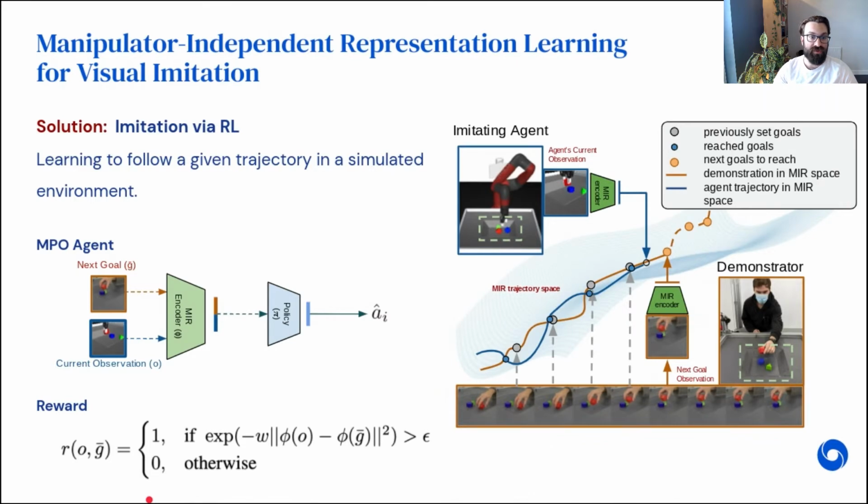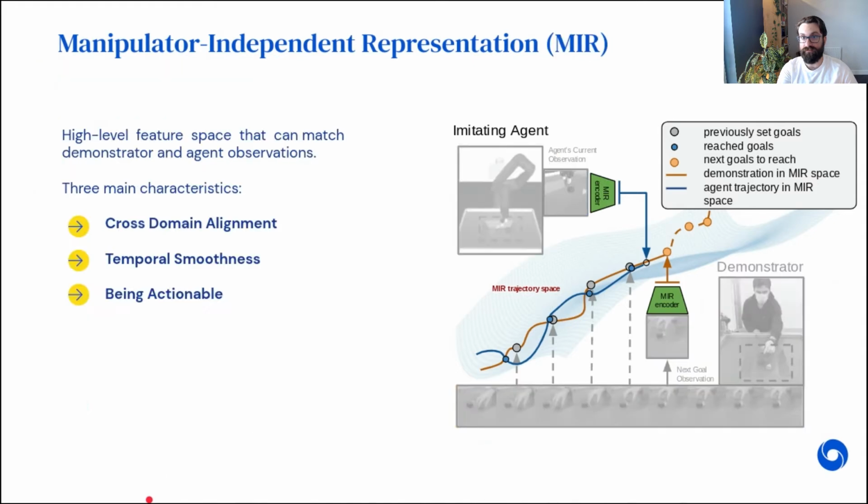And in order to train this agent, we use the tracking reward, which is defined as the negative exponential distance between the observations and the goals in a learned embedding space. And this means that the current observation and the goal should be close enough in this embedding space to give a reward of 1. Otherwise, a reward of 0 is given for that frame. So we call this embedding space the manipulator independent representation space, or MIR for short.